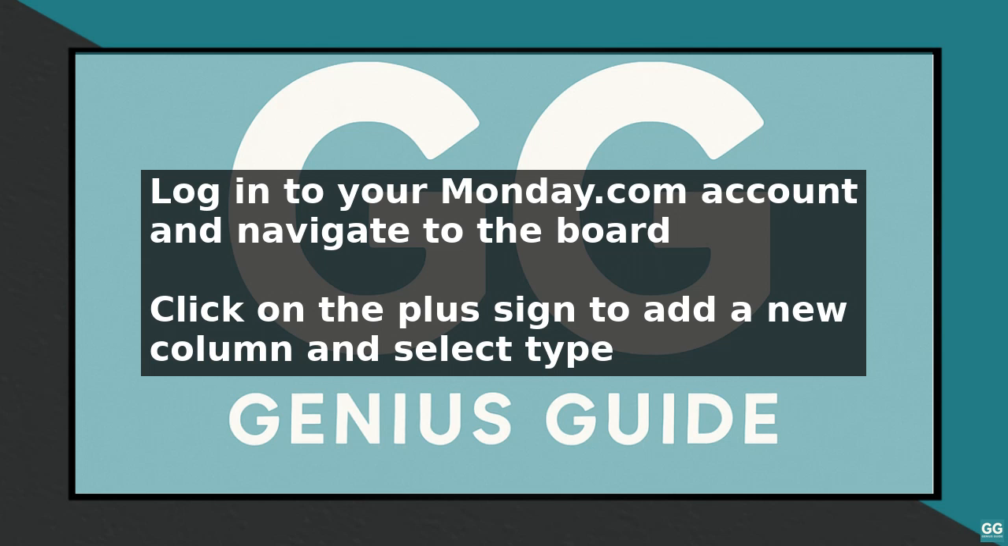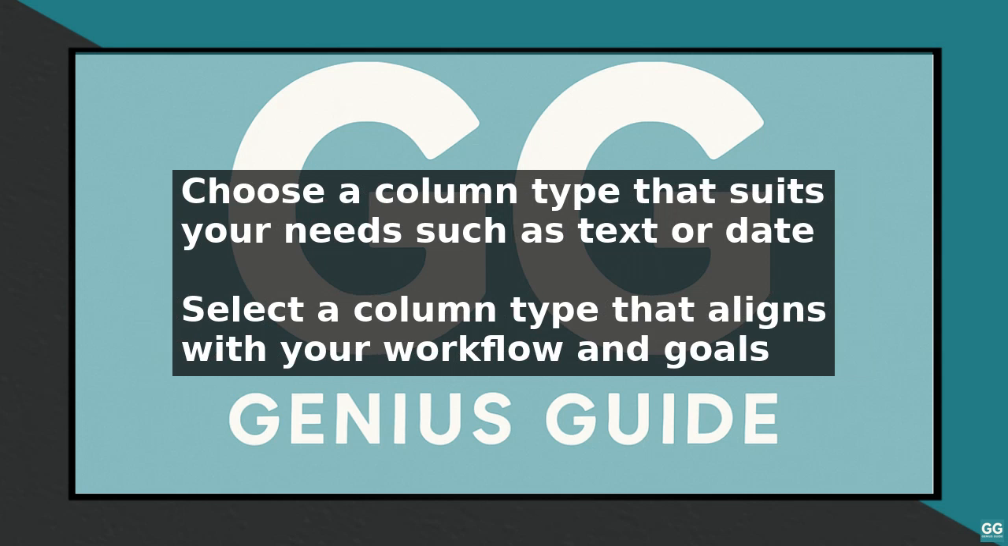This will open a drop-down menu with various column type options, including text, number, date, and more. Choose the column type that best suits your needs. For example, if you want to track deadlines, select the date column type. If you want to track progress, select the status column type. Each column type has its own unique features and settings, so choose the one that aligns with your workflow.